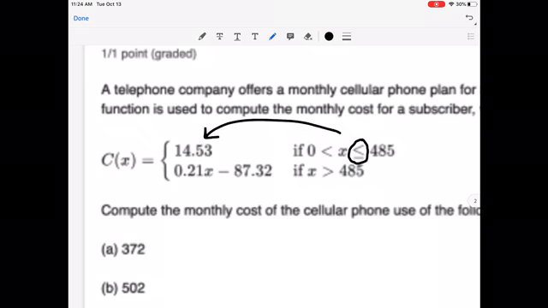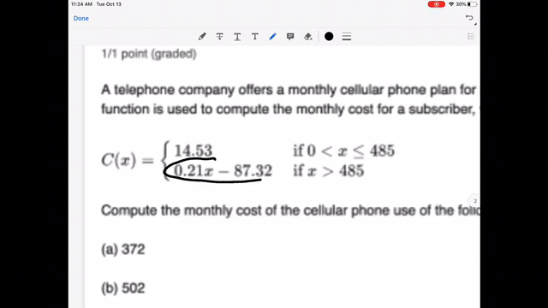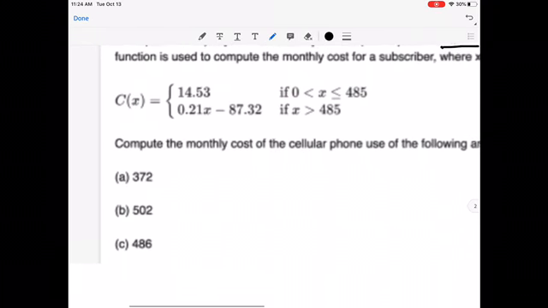and you're good. Now, there is a second piece to the function, which is what they'll use, that 0.21x minus 87.32, if you talk for more than 485 minutes. All right, that's how they'll calculate your bill, because you talked for additional minutes beyond the 485 allotted minutes. All right, and so let's do some examples where we're calculating different individuals' bills.